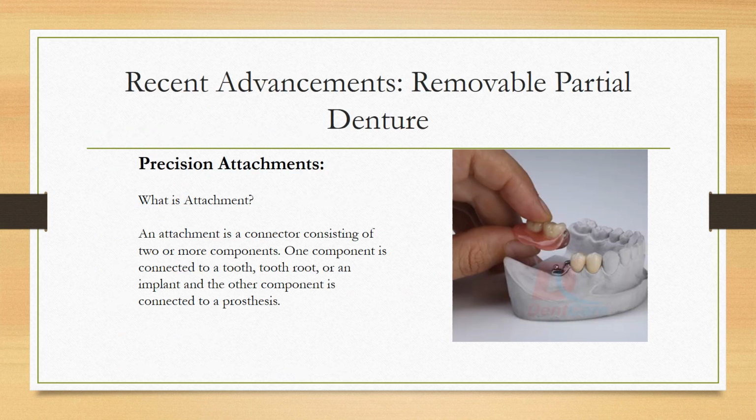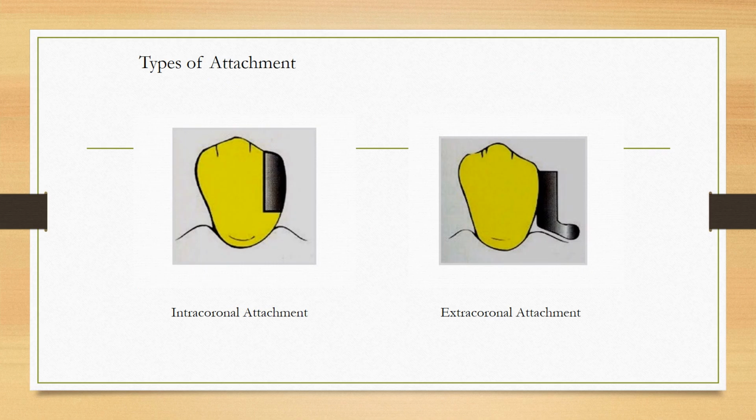Now coming to the last portion of our presentation, which is the recent advances in the removable partial denture. Precision attachments were introduced, and what are these attachments? These are basically connectors consisting of two or more components, like the ball and socket type of component. One component is connected to the teeth, root or implant, and the other is connected in the prosthesis. So these are precision attachments.